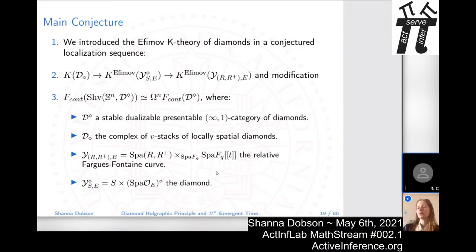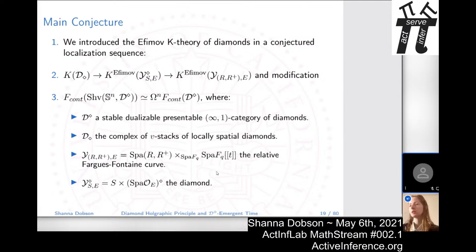So I introduced this kind of wild conjecture about this Efimov K-theory of diamonds, in this localization sequence, which is a cofiber sequence, and a modification of something called continuous K-theory. Again, I told you earlier that maybe continuous K-theory is the way to go if we're going to be modeling emergent time, because you want to stick together small pockets of local emergence. This localization sequence is a cofiber sequence, and you've got the K-theory acting on the little subdiamond, and then the Efimov K of the diamond Fargues-Fontaine curve mapping to the Efimov K-theory of the non-diamond Fargues-Fontaine curve, with a modification of this F continuous, working in the category of sheaves. And this is actually this third.